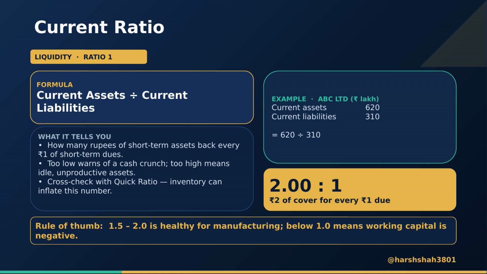Think about that for a second. Is that good or bad? Well, it depends. Too low, and you're warning of a cash crunch. Too high, and you might just have idle, unproductive assets sitting around doing nothing. As a rule of thumb, 1.5 to 2.0 is considered healthy for a manufacturing business. And remember, always cross-check this with the quick ratio, because inventory can actually inflate this number, as we're about to see.